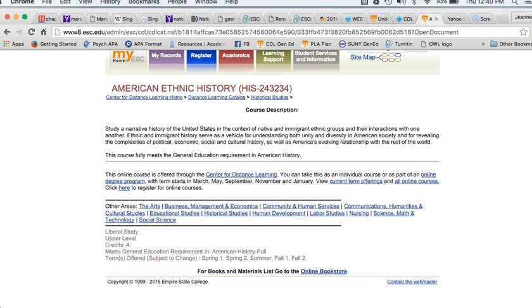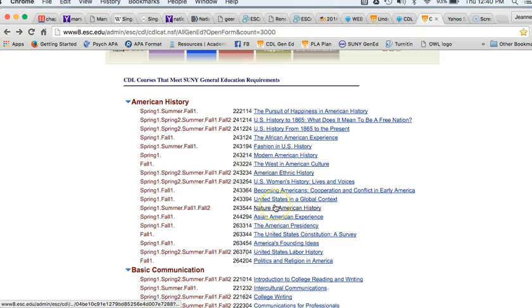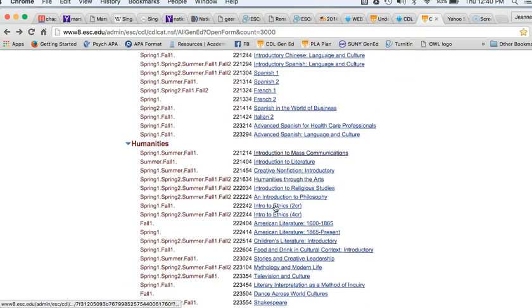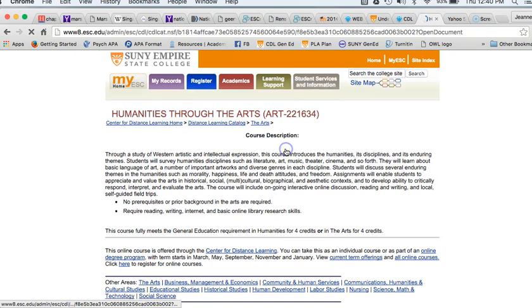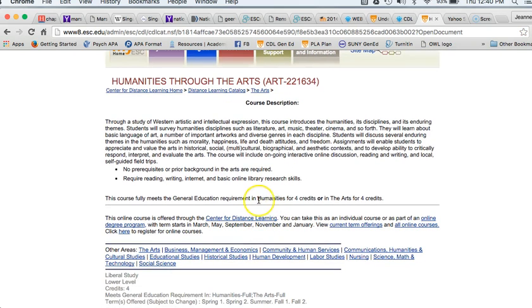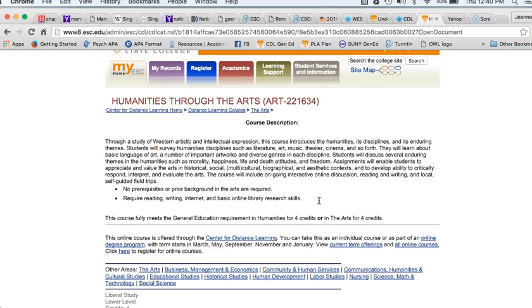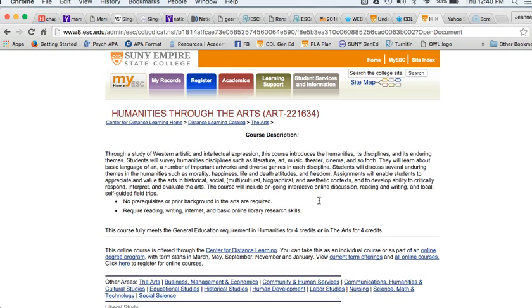Sometimes there are classes that have the or, and the or is it meets either or. For example, humanities through the arts. I know that this meets either humanities or the arts. Some of them are actually an and, so you can get 2 gen ed with 1 class, which is terrific if you're short on space and you need an extra gen ed area. So this one says no prerequisites or prior background is required, which is terrific. And then they just tell you what they want you to know.